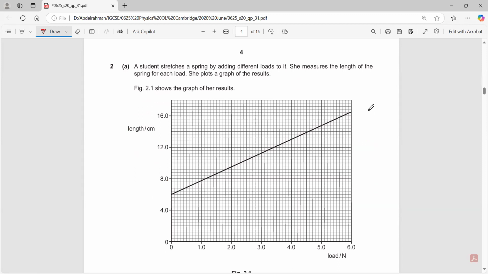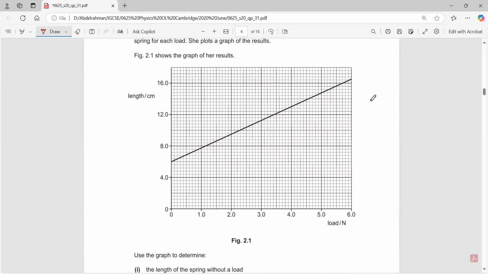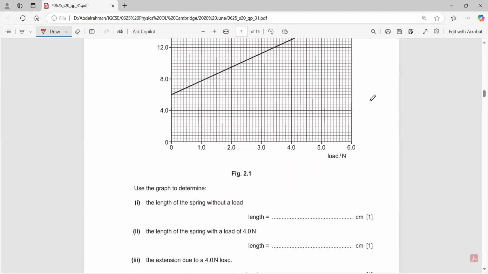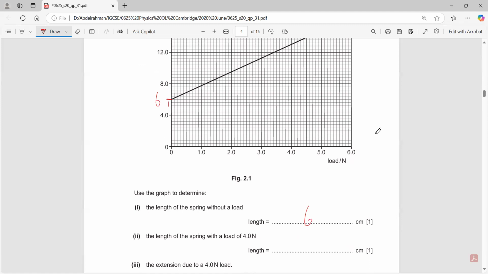Question 2. A student stretches a spring by adding different loads to it. She measures the length of the spring for each load. Not the extension. She's measuring the length of the spring. What is the length of the spring without a load? Without any load, the length of the spring would be at this point, which is 6 centimeters.